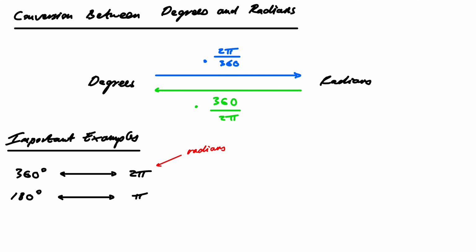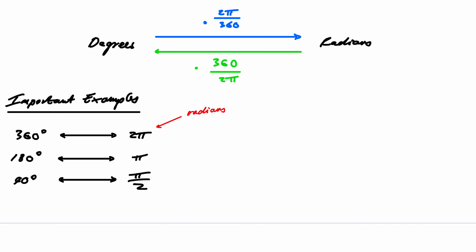90 degrees is equal to what? It's equal to pi over 2. 45 degrees, another important one, is pi over 4. Now a bit more interesting, 60 degrees. Well, 60 degrees is 1/6 of a full circle. So it'd be 1/6 times 2 pi, which is pi over 3.